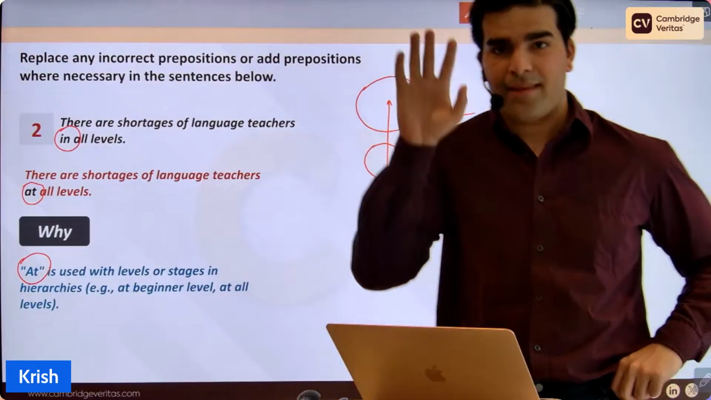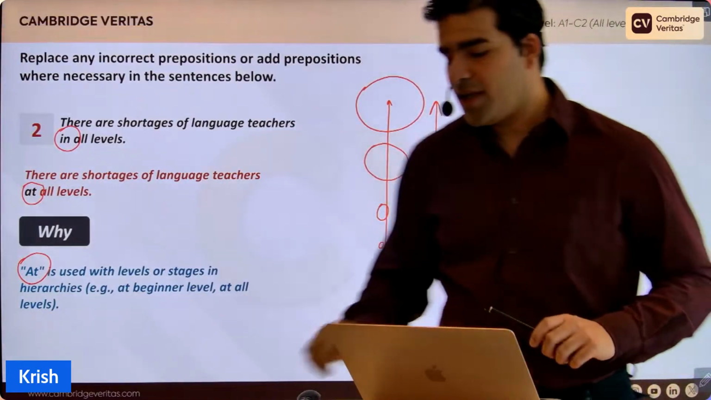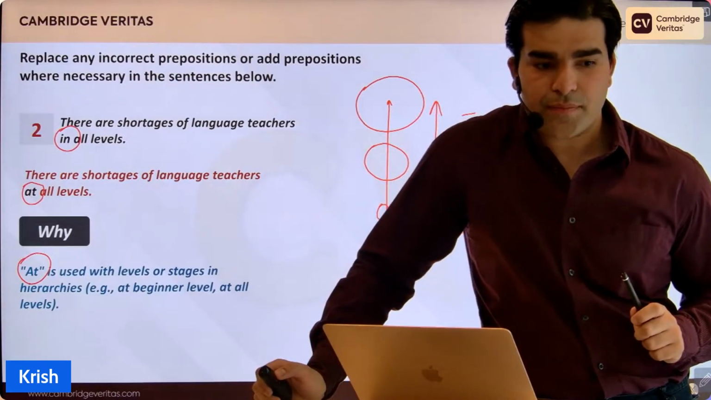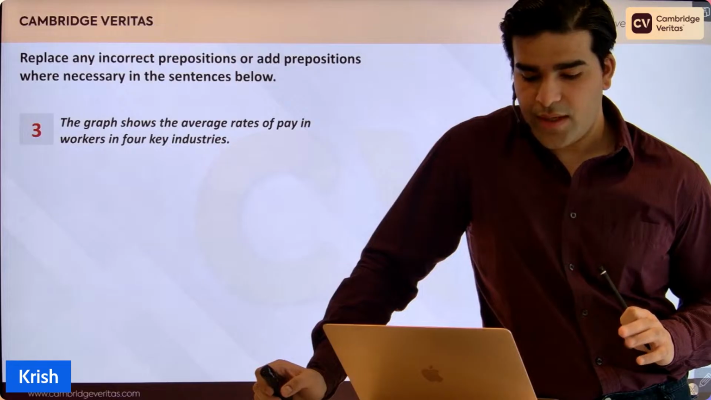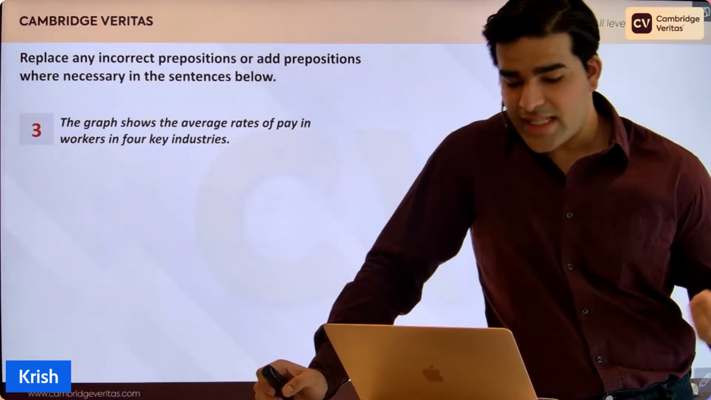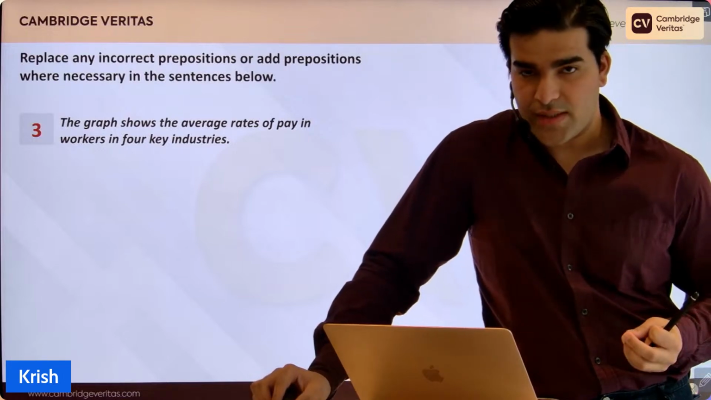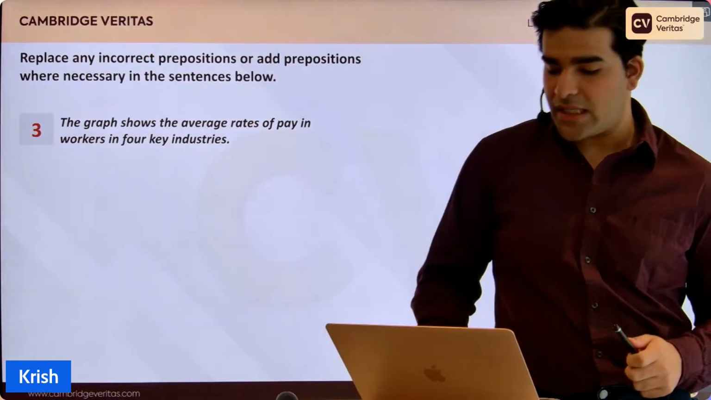Okay. So this was mistake number 2. We're now going to be looking at mistake number 3. Let's have a look. So the sentence is, the graph shows the average rates of pay in workers in 4 key industries. Okay. So what do you think is the correct answer here?